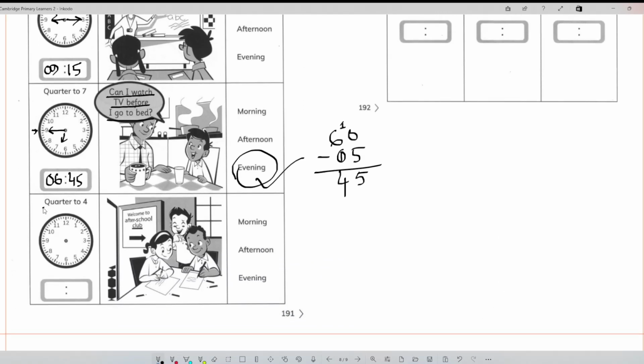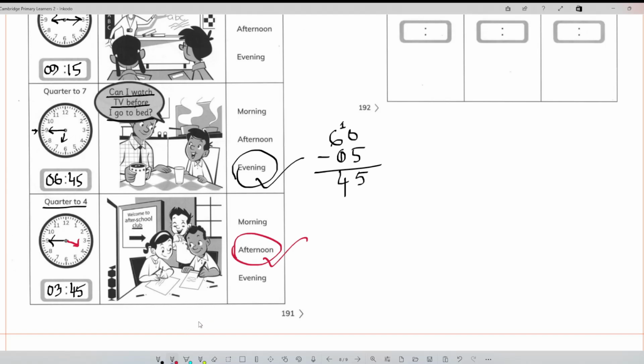Okay, now quarter to 4. Quarter means 15 to 4. It means 45, so we can write 45. And to 4 means the hour is 3, right? So 3 I can write like this, and 45 is this. One more thing, this is already 3:45, so the 3 hour hand should move toward 4. Okay, now 3:45, is it night or afternoon? Here it is mentioned, welcome to after school club. After school club means this is afternoon.